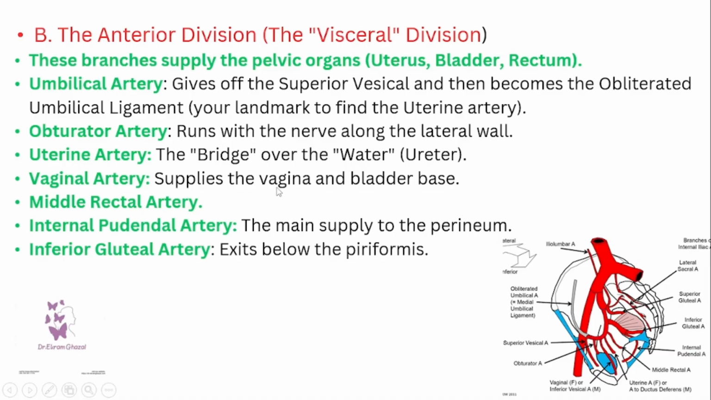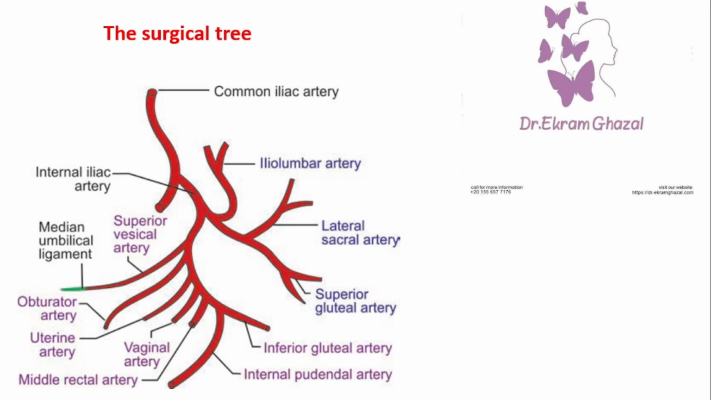Vaginal artery supplies the vagina and the bladder base. Middle rectal artery. Internal pudendal artery, the main supply of the perineum. Finally, the inferior gluteal artery exits below the piriformis muscle. So this is the surgical tree, the whole tree.